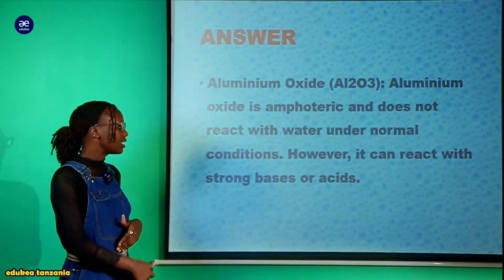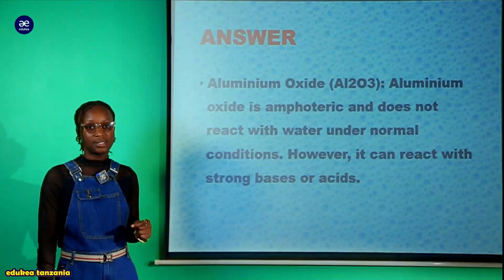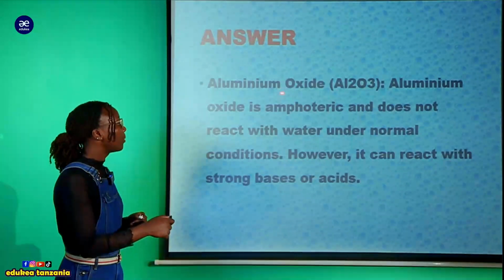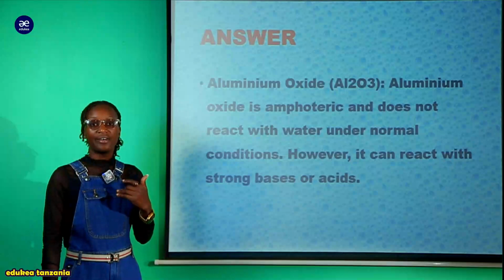Sasa kama ata react na strong acid, on that time yeye ata act as a base. Lakini kama ata react na strong base, on that time huyu aluminium oxide ata act as the what? As the acid. That's the meaning of amphoteric.